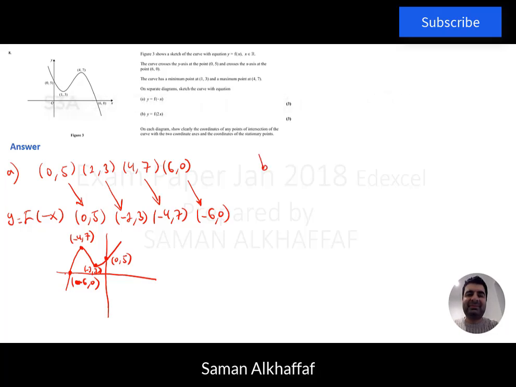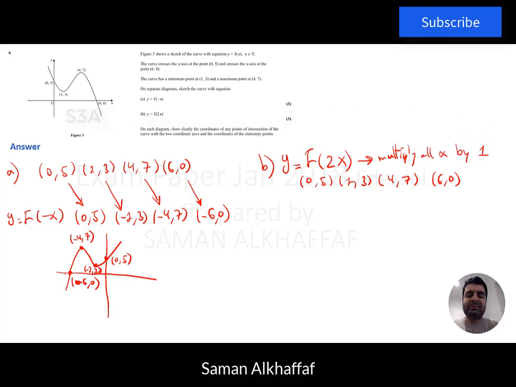For part B, we need to find y equals the function of 2x. In this scenario, we have the original points (0, 5), (1, 3), (4, 7), and (6, 0). Since x is multiplied by 2, that means we multiply all x values by a half.